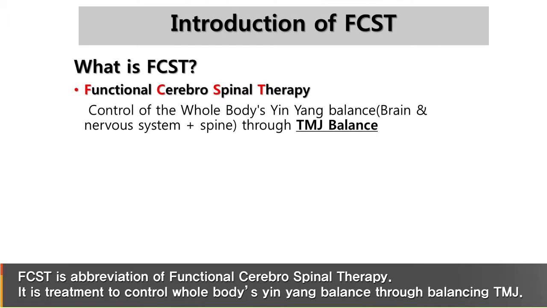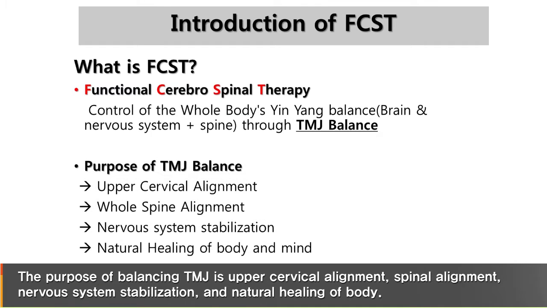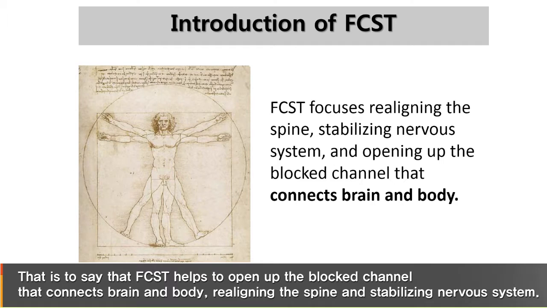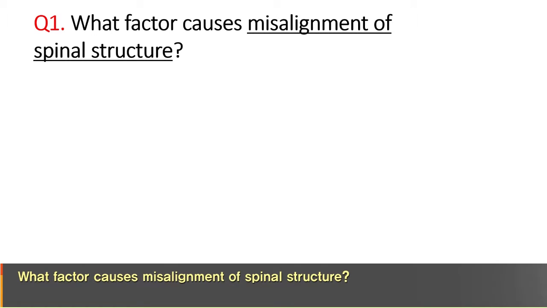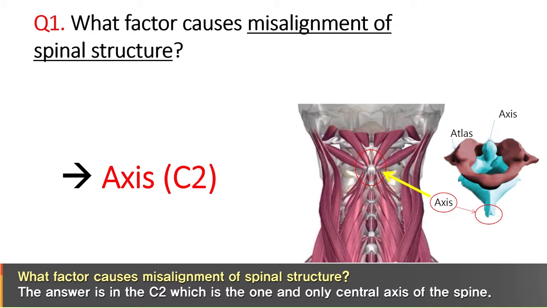FCST is an abbreviation of Functional Cerebrospinal Therapy. It is a treatment to control the whole body's yin-yang balance through balancing the TMJ. The purpose of balancing the TMJ is upper cervical alignment, spinal alignment, nervous system stabilization, and natural healing of the body. That is to say, FCST helps to open up the blood channel that connects the brain and body, realigning the spine and stabilizing the nervous system. What factor causes misalignment of spinal structure? The answer is in C2, which is the one and only central axis of the spine.